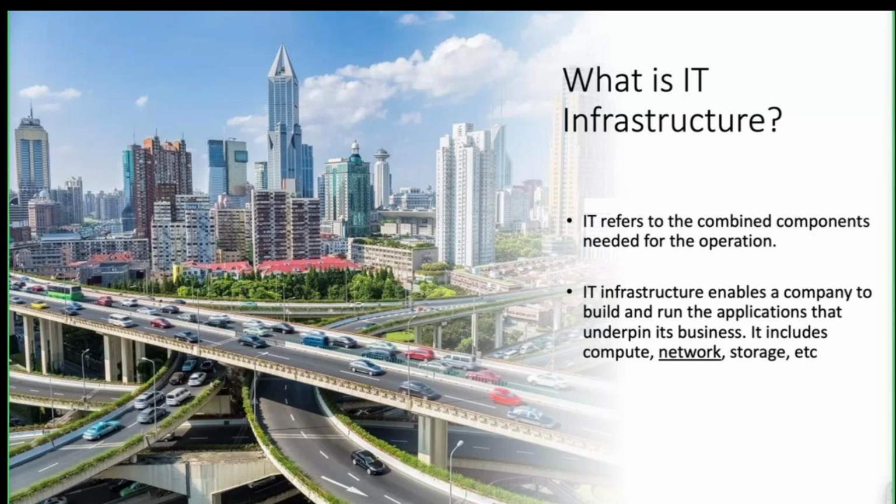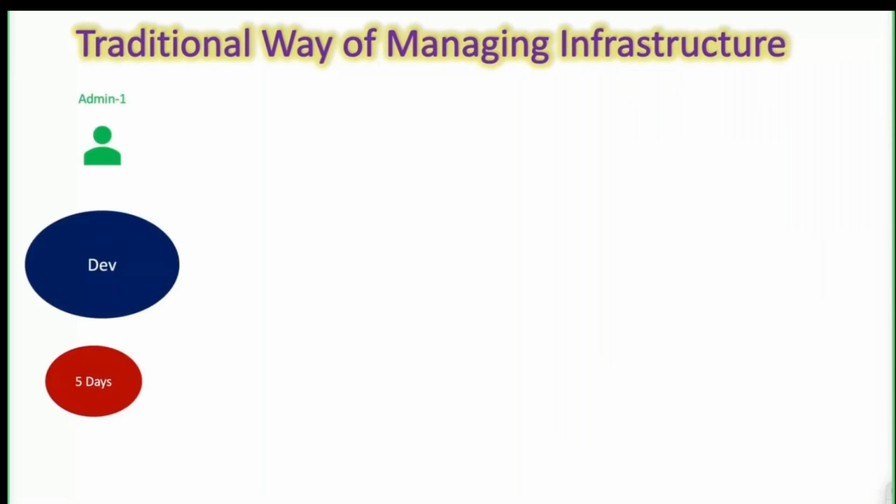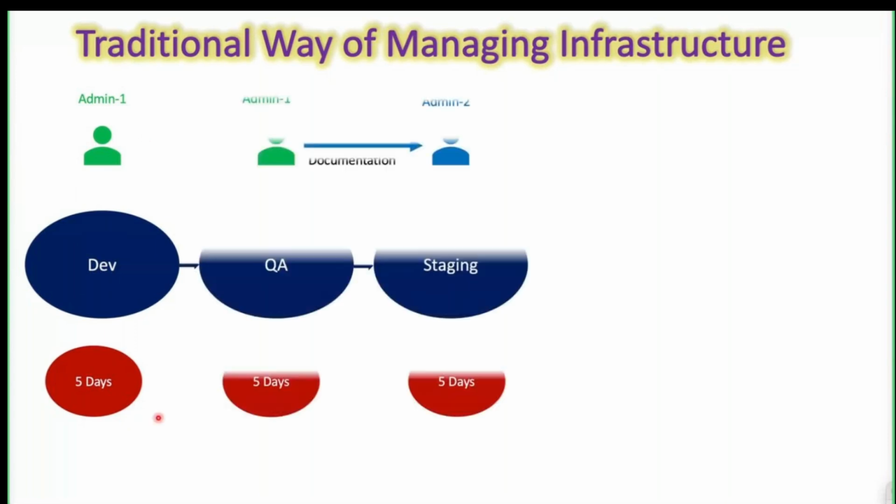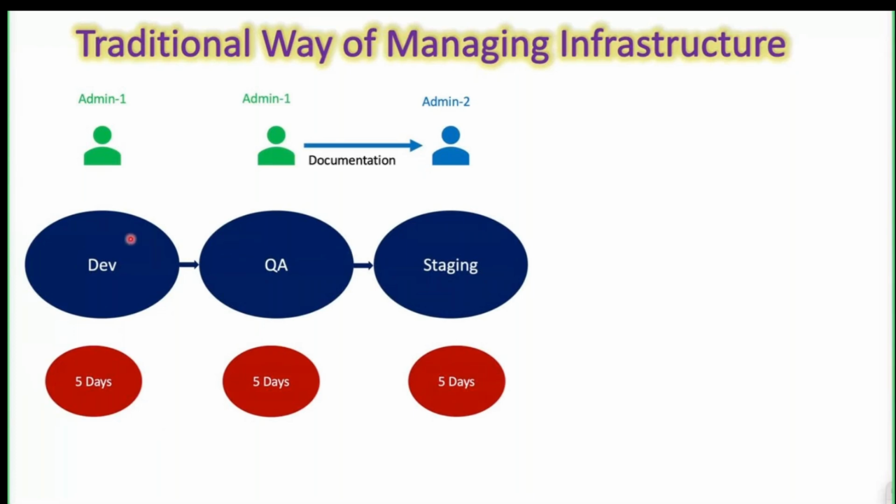Now we need to understand what infrastructure is. It is just a combination of components to operate something, such as computer, network, storage. These are the infrastructure in the IT segment. So how did they traditionally manage the infrastructure? Let's say there is one admin. He wants to create a set of servers in the development environment. He takes 5 days. The same set of infrastructure has to be created on QA and staging, and that also takes 5 days traditionally.